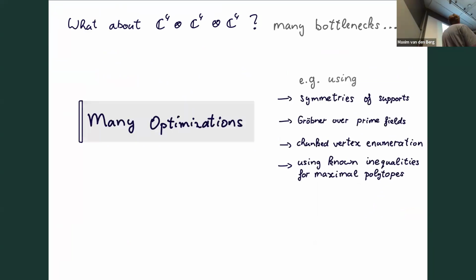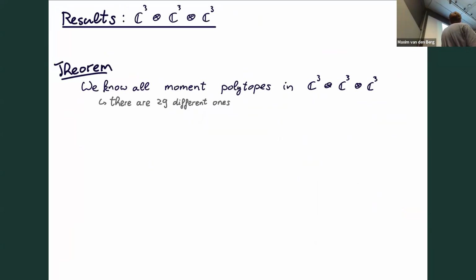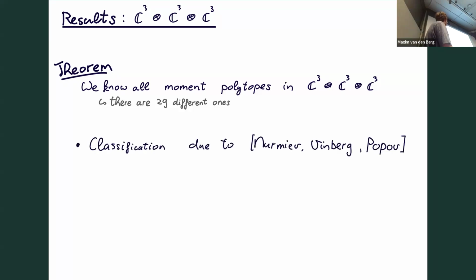Then I'll continue to the applications. So the first application is that we now actually know all moment polytopes in C3 tensor C3 tensor C3. There's exactly, okay, there's 29 of them up to permutations of the systems, but 29 really unique ones. We know them for certain.